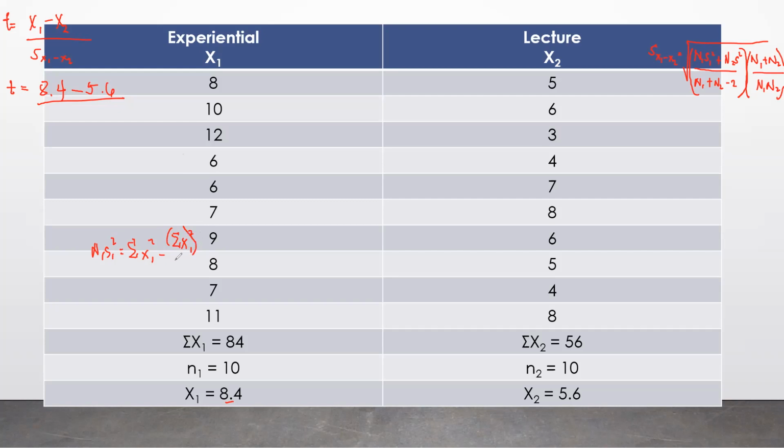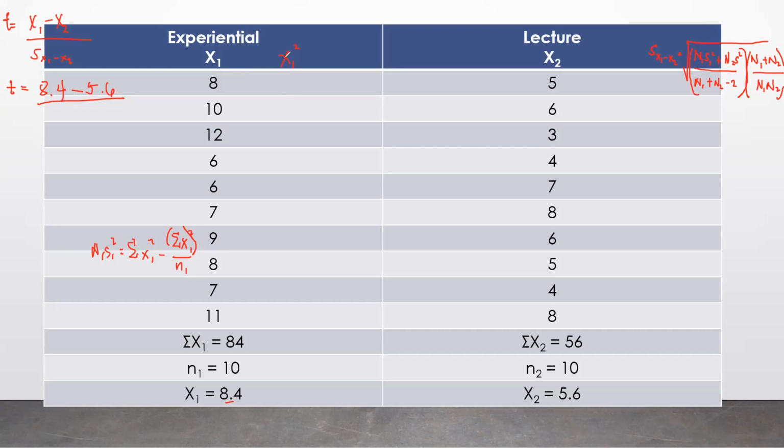Sa labas yung squared ha. Divided by N1. So, anong ibig sabihin niyan? Paano mo siya i-compute? Ang pag-compute nito, class, ganito. Kukunin muna natin yung square nilang lahat. So again, ang ibig sabihin ng x1 squared, i-square mo sila isa-isa and you get the summation. Okay?